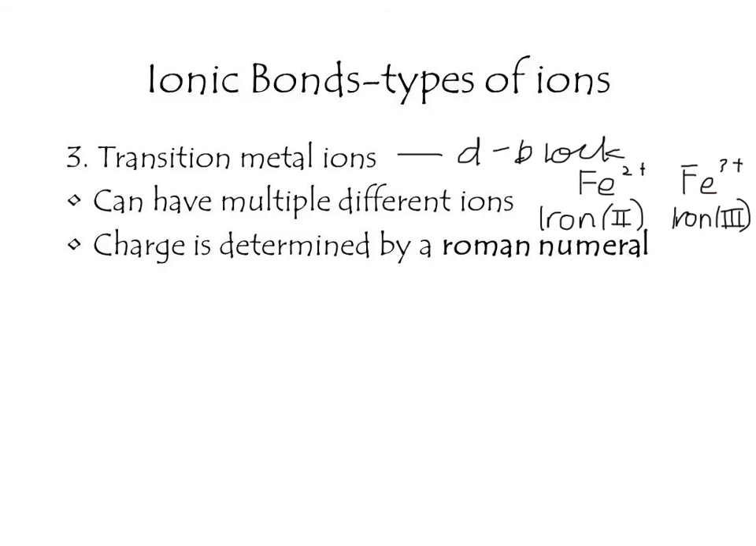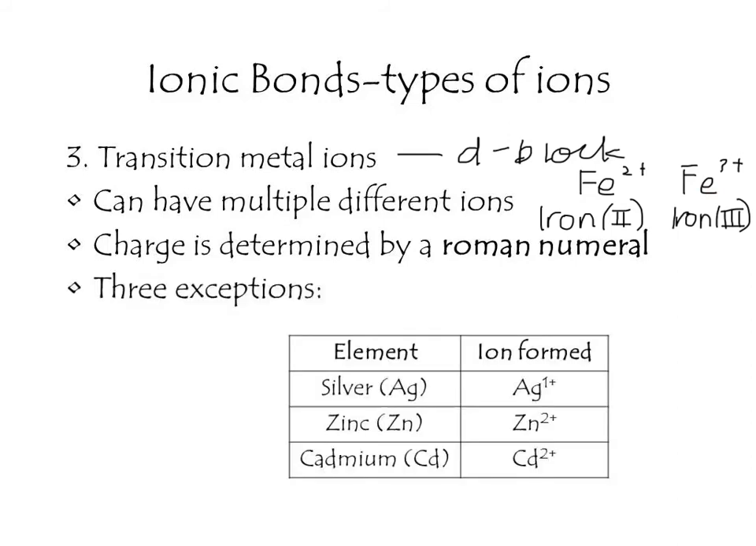Now, I just want to let you know there are some transition metals that are special, and these are silver, zinc, and cadmium. They only form one type of ion. Silver is a +1, zinc is a +2, and cadmium is a +2. And you just need to memorize this, okay? I will not let you know. Therefore, since they only form one type of ion, you do not need Roman numerals for them.